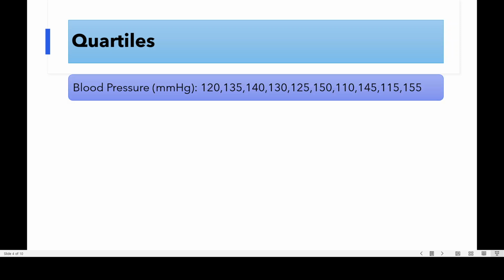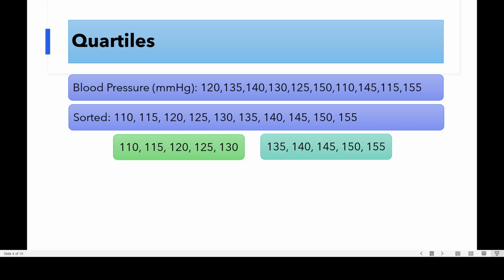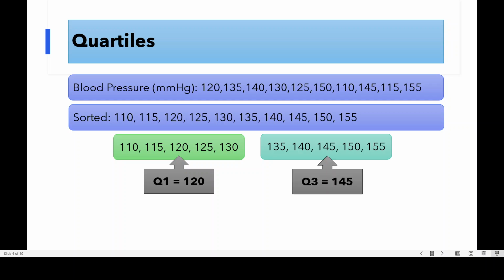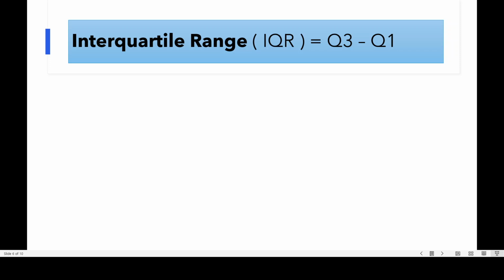Quartiles: here we have data of 10 patients' systolic blood pressure. First of all, the data is sorted, then divided into two parts, lower half and upper half. The median value of the lower half is the first quartile, and the median value of the upper half is Q3, the third quartile. So interquartile range is the difference between Q3 and Q1, which is 25. So here interquartile range is 25.